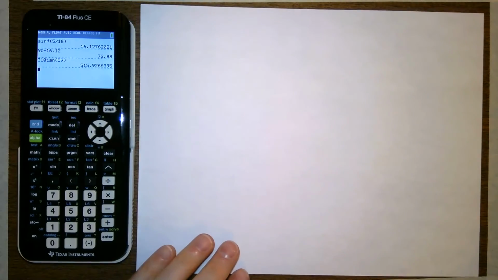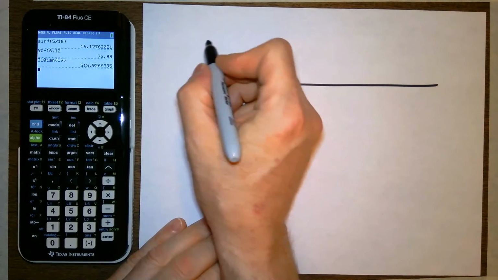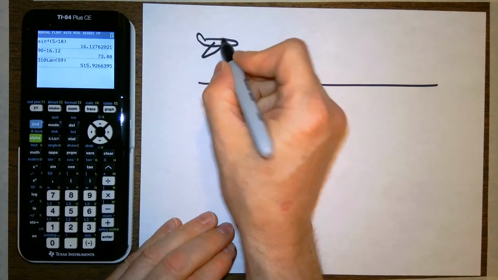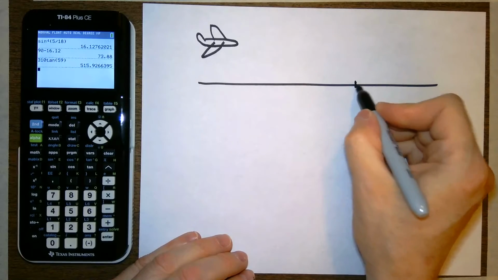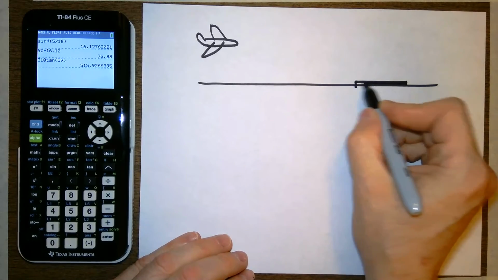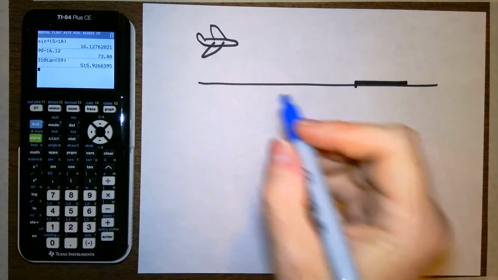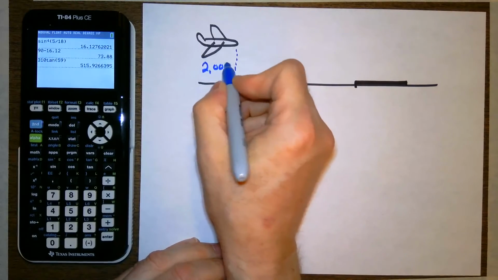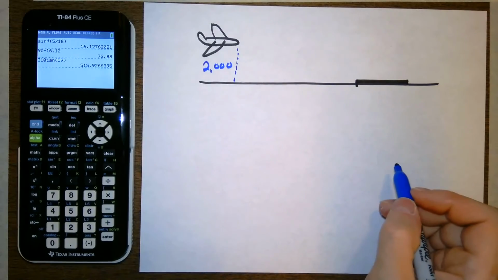All right, one more. Suppose an aeroplane is coming in for a landing. So I've got, here's the ground, and here's my aeroplane. And it's coming in for landing. It wants to land on the runway, and here's the runway. It wants to land on that runway. Now, right now, the plane is flying at an elevation of, let's say, 2,000 feet above the ground.